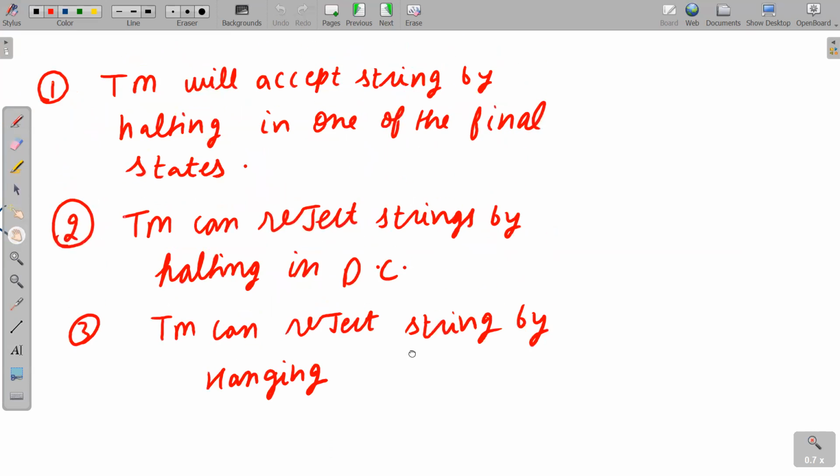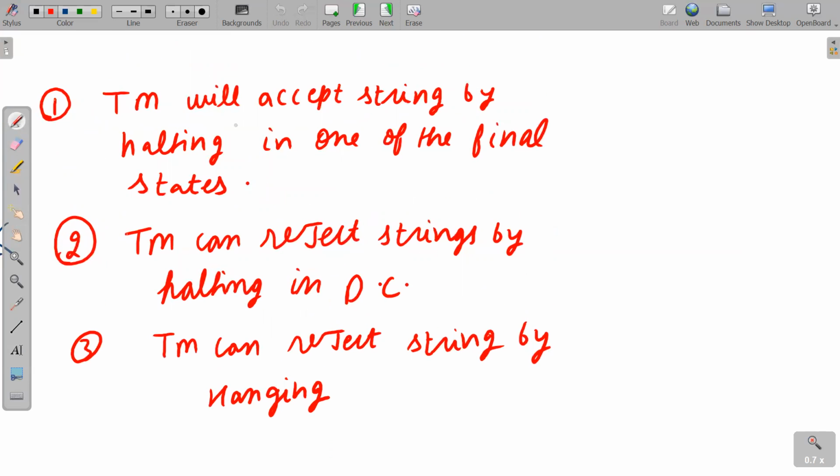So, just to give you a summary, we have 3 points. A Turing machine will accept a string by halting in one of the final states. A Turing machine can reject a string by halting in a dead configuration. A Turing machine can reject a string by hanging also.